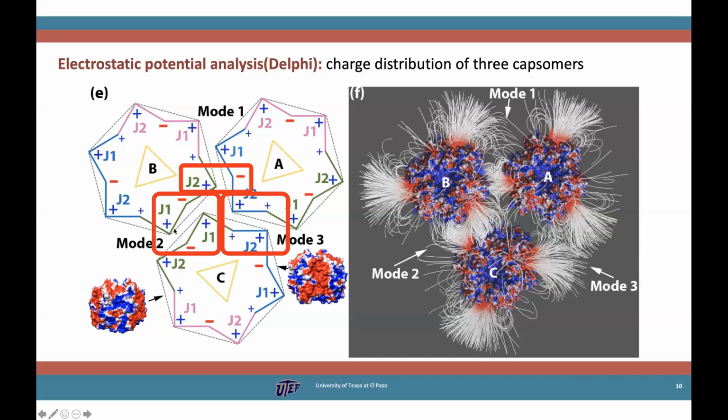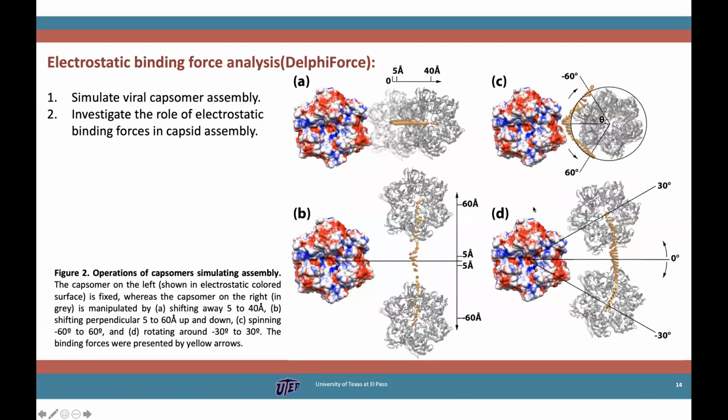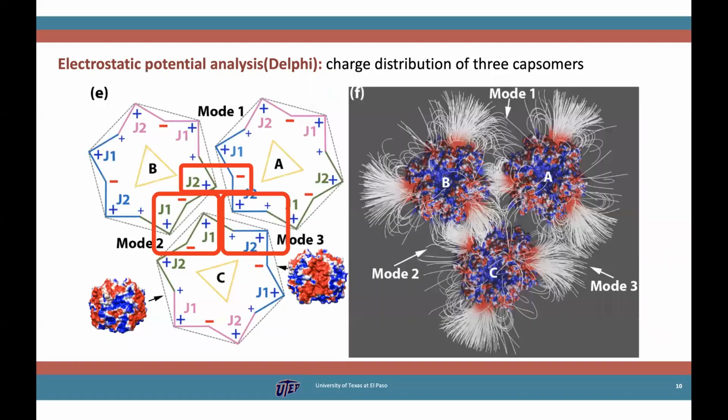But between B and C, you will see this attractive force is so strong, because if you look at the charge distribution on this schematic figure, it's strong negative, strong positive. They are matched very well. So you will see there are two clusters of field lines, meaning very strong attractive forces. But between A and C, as we expected, they are repelling. So there are not so many field lines connecting A and C. So that's the electrostatic forces calculated by Delphi.